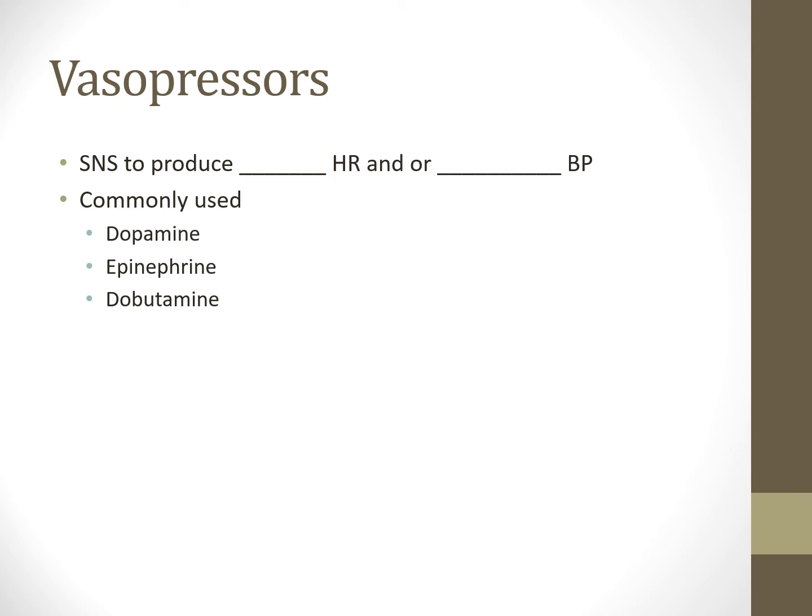So what about vasopressors in the NICU? Vasopressors increase heart rate and/or increase blood pressure, right? So if we have a baby that's shocky, right, a baby that has low blood pressure, low heart rate, could we give them epinephrine? Could we give them dopamine? Could we give them dobutamine? Yeah, absolutely. Those are all things we can do to help with their perfusion, so that way they don't go into multi-organ system failure.